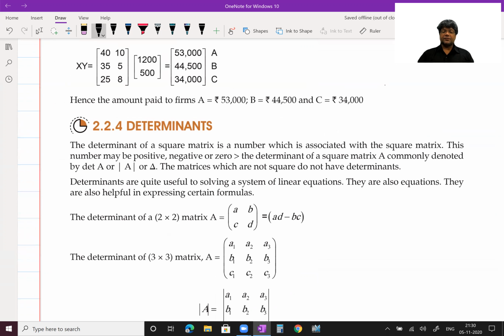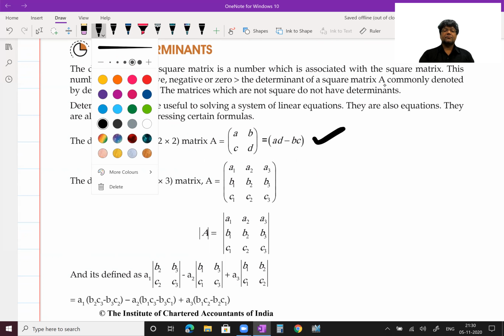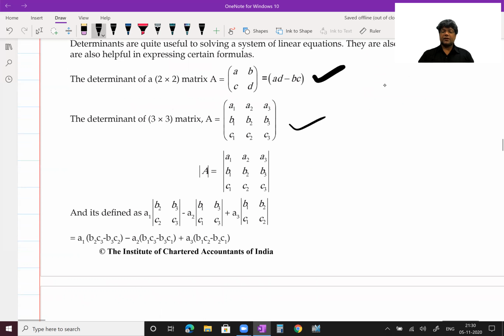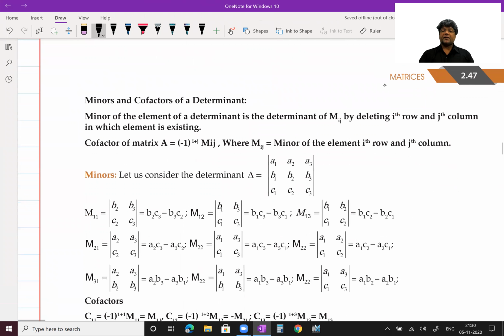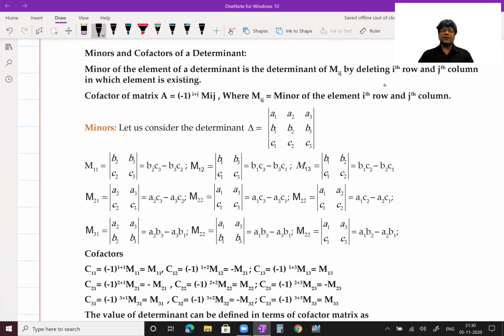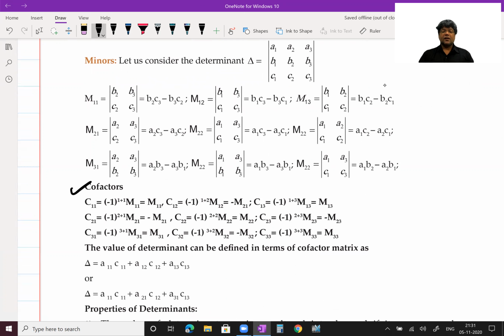Determinants are quite simple, see, for 2 by 2. This is for 3 by 3. How to calculate that also it is given here. Same way we have calculated that. Minor and cofactors. See, for every element they have written here the minors. Along with that minor, when we associate the sign, they are called cofactors.